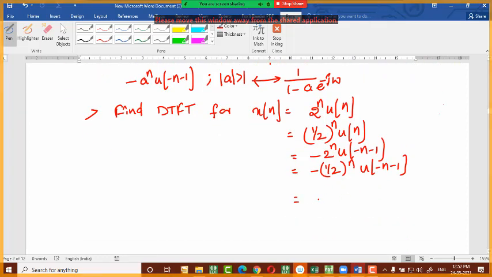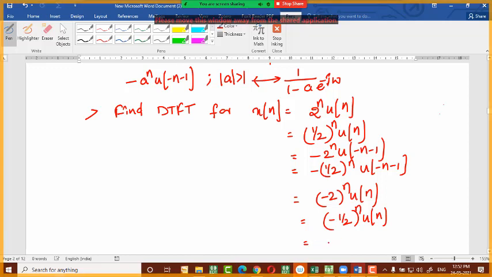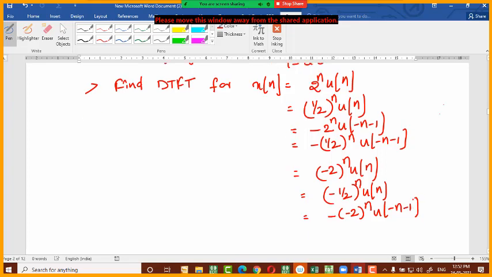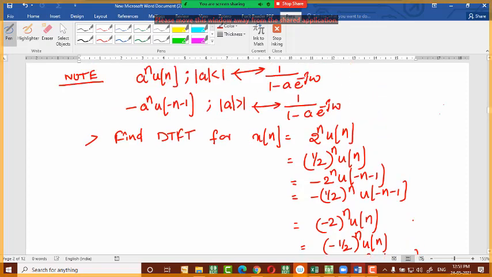It is equal to minus 2 whole power n u of n, minus 1 by 2 whole power n u of n, minus minus 2 whole power n u of minus n minus 1. It is equal to minus 1 by 2 whole power n u of minus n minus 1. Don't apply the formula.